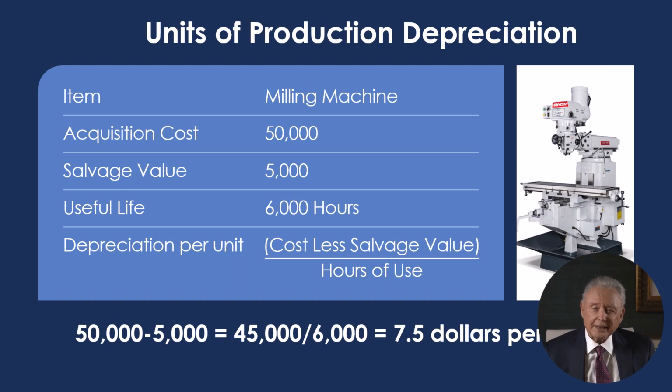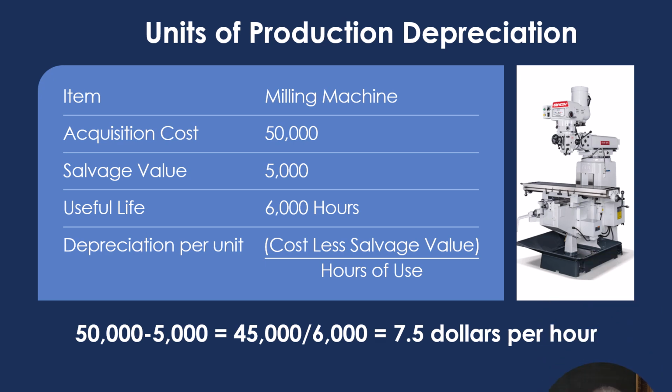Here we have yet another method of depreciation. It is known as units of production depreciation. This is used when an asset is depreciated based on estimated units of production. For example, a milling machine estimated to last 6,000 hours. We depreciate it based on usage. Another example, an aircraft engine. After a set number of hours, it must be rebuilt. So, depreciation is based specifically on hours of use.